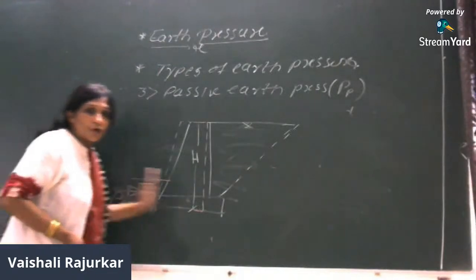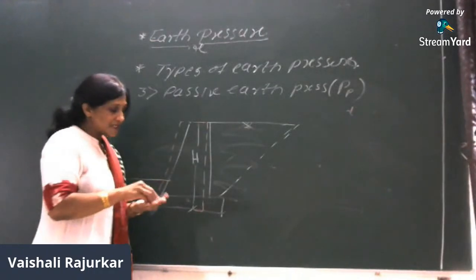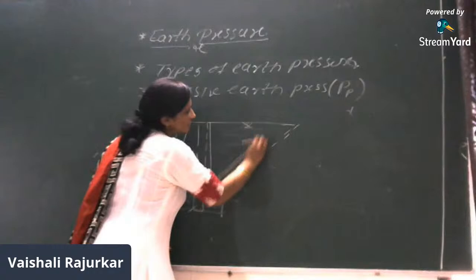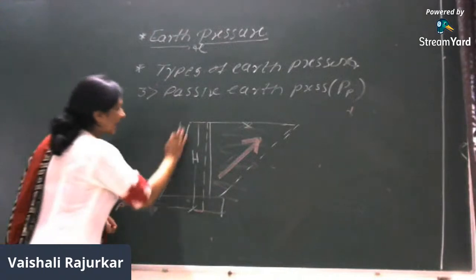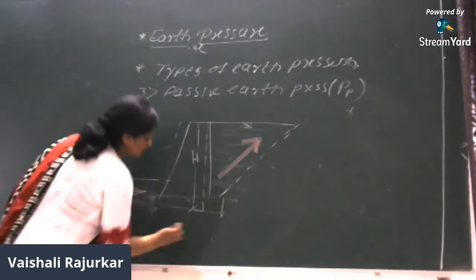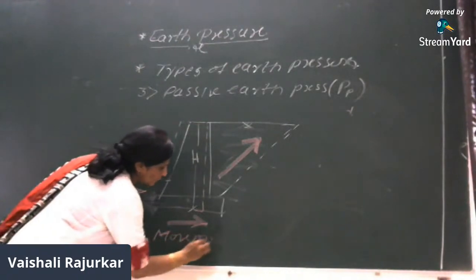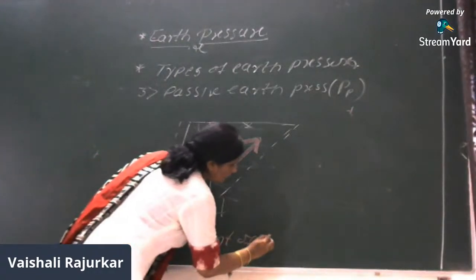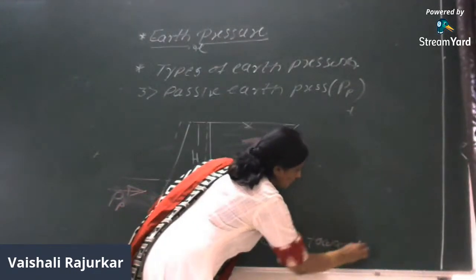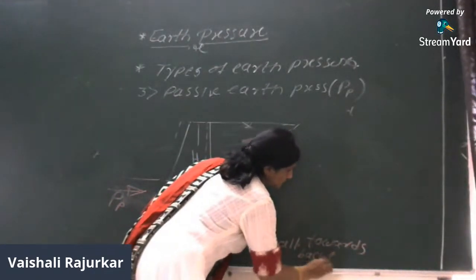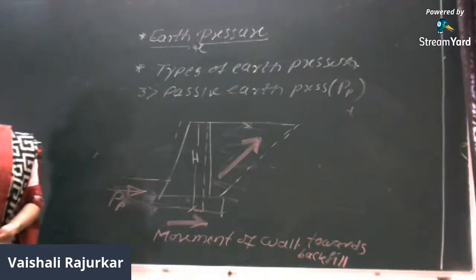Now there is a passive force which just opposes this movement of the soil mass, and it will lift up the soil mass in this direction. And this is the case of passive earth pressure, where the wall again takes its original position, and there is a movement of the wall towards the backfield. Right? So these are the three cases, that is active, passive, and the earth pressure at rest.